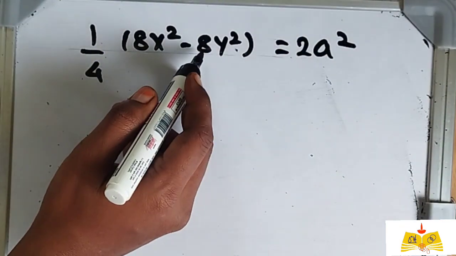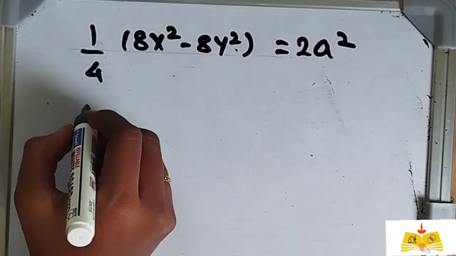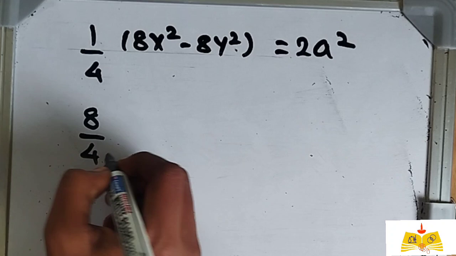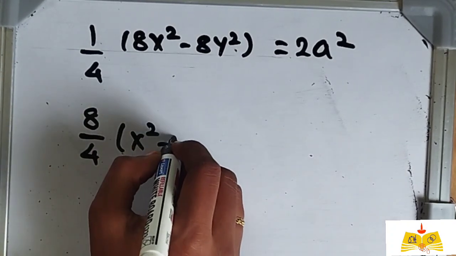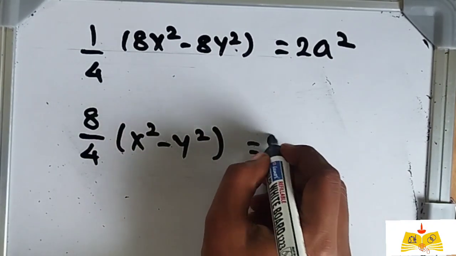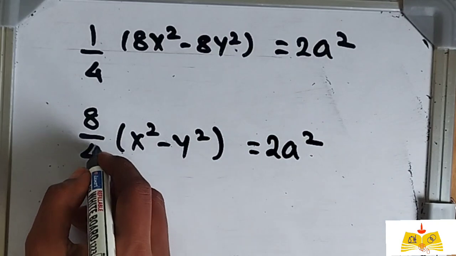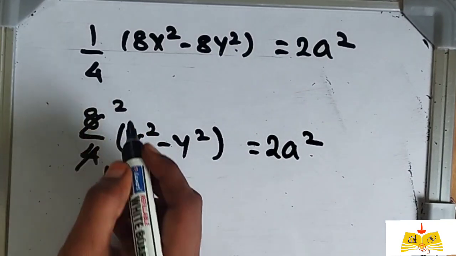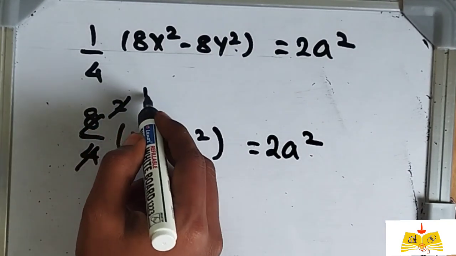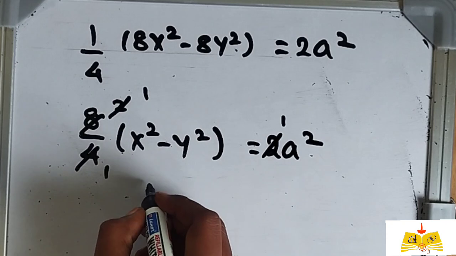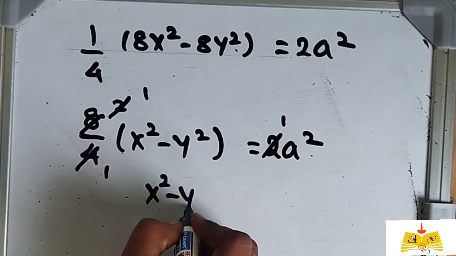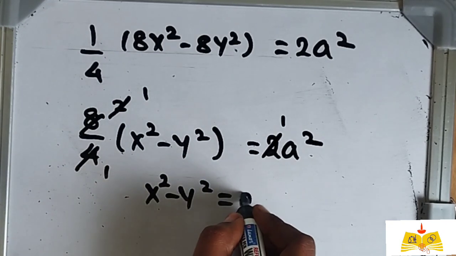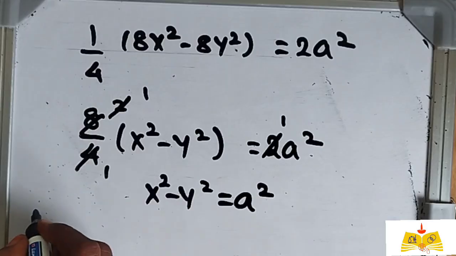Okay, so I am going to take this 8 as common, so it becomes 8 by 4 multiplied by x squared minus y squared, which equals a squared. So 1 four is 4, 2 fours are 8, 1 two is 2, 1 two is 2. So it will be the final equation: x squared minus y squared equals a squared.